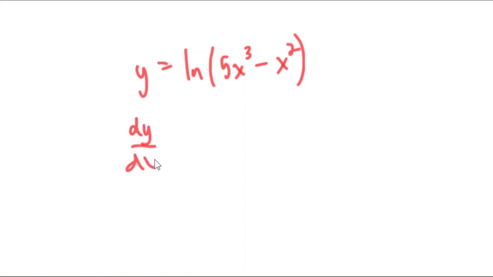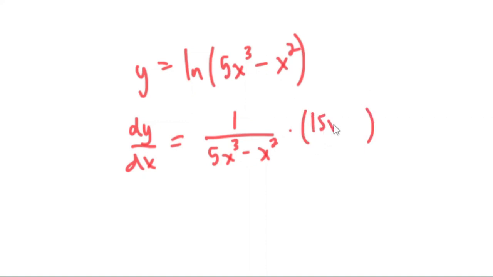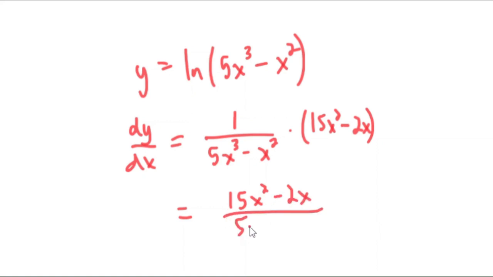dy/dx is going to be, well, the derivative of natural log of something is going to be 1 over the something. The derivative of natural log of x is 1 over x. So the derivative of natural log of something is going to be 1 over the something, but then times the derivative of the something, which would be 15x squared minus 2x. You could leave your answer like this, or you could rewrite it. So this times this, you could rewrite on the top of the fraction. We can rewrite it as 15x squared minus 2x over 5x cubed minus x squared.